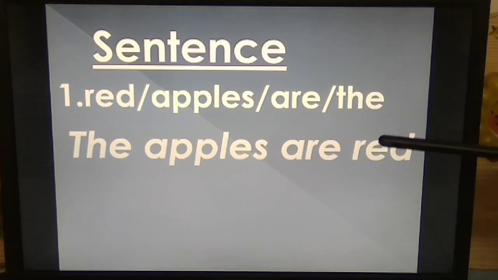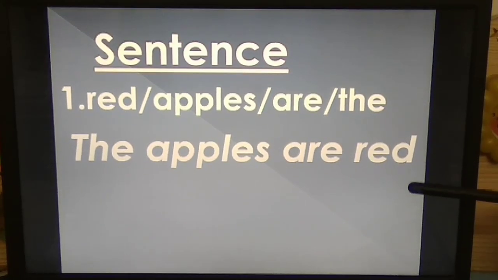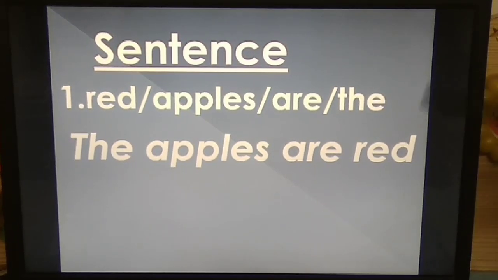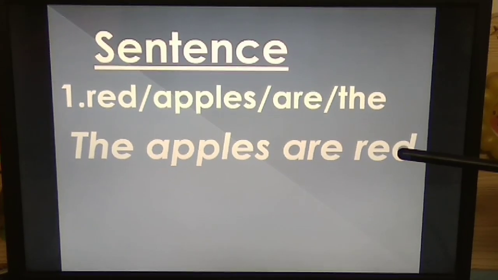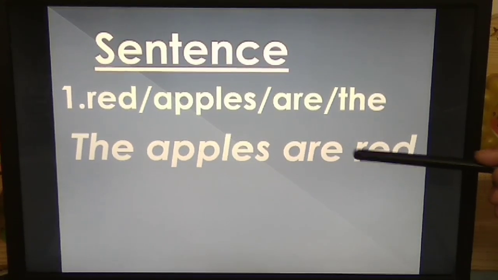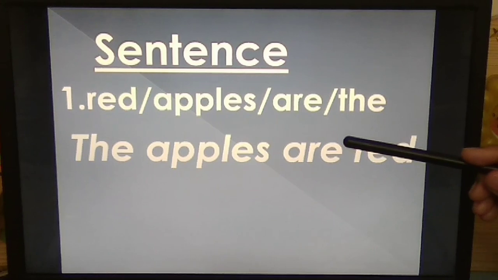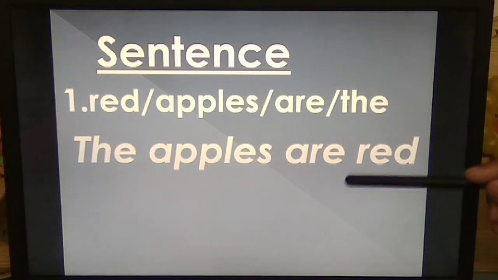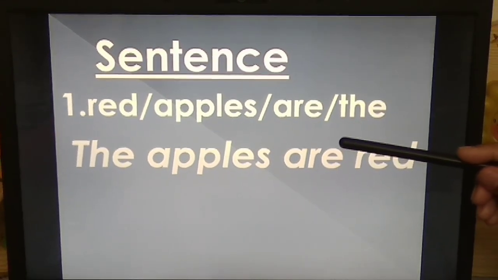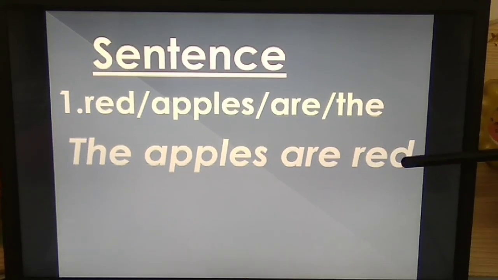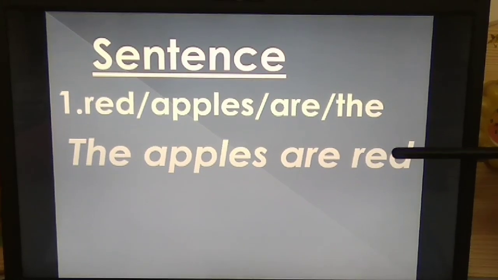Now, do you remember what a sentence must have? Yes, it must have a subject and a predicate. Subject is what we are talking about in this sentence. Let us take the example of this sentence only. What we are talking about? We are talking about apples. So here apples become, yes, it is a subject. And what we are saying about apples? They are red in color. So it will become a predicate.